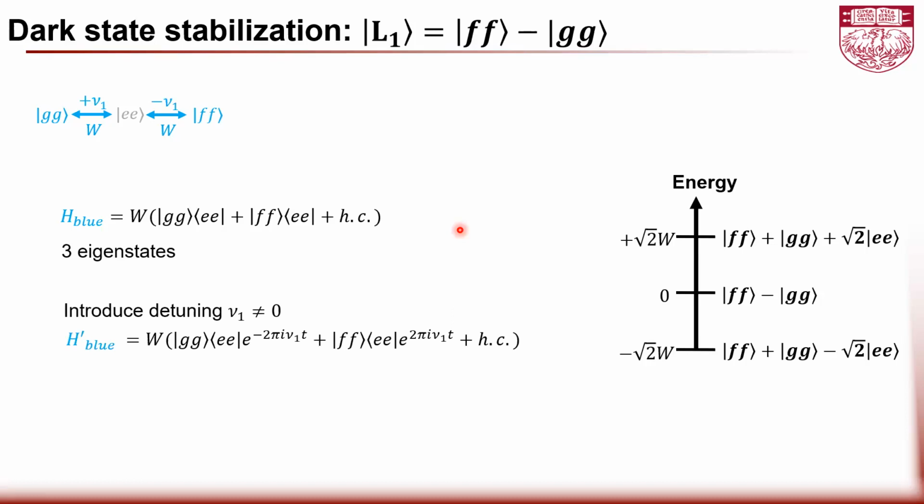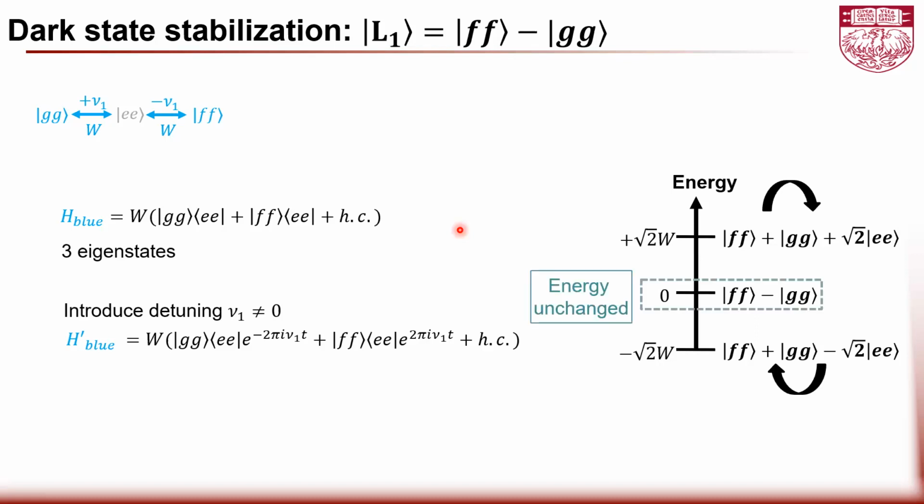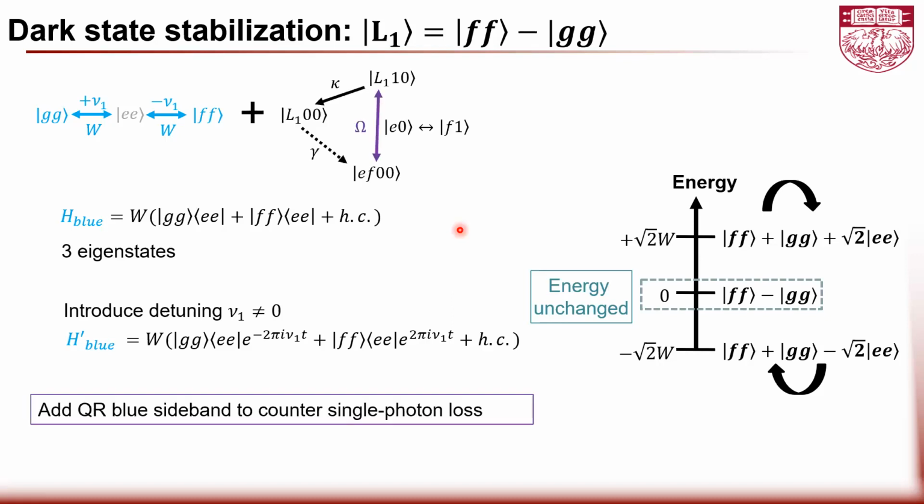We can similarly introduce the frequency detunings nu one to the sidebands in the system, and it will also introduce time-dependent phases to the Hamiltonian. What it does is make the other two states oscillate very fast, but still keep our target logical state unchanged in energy and form. We add the exact same QR blue sideband E0 to F1 to our system to counter any single photon loss that happens in this case. Now, if I have a single photon loss happen to my logical state L1, suppose the error happened to the first transmon, it will become EF.